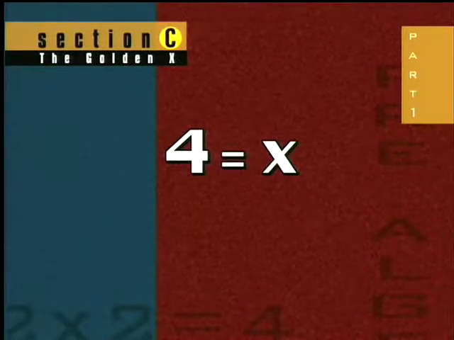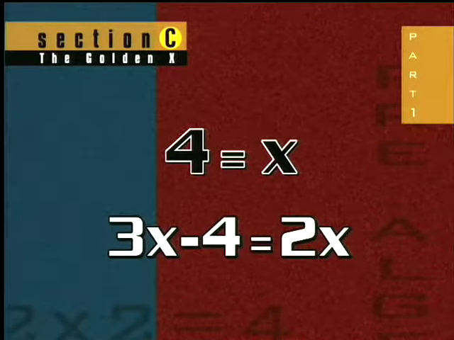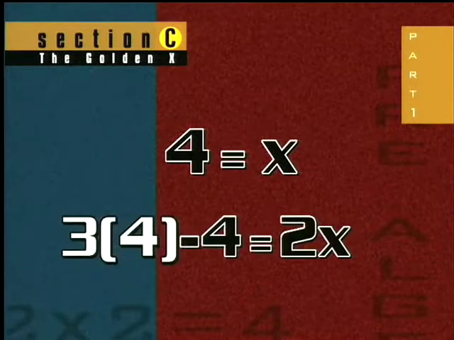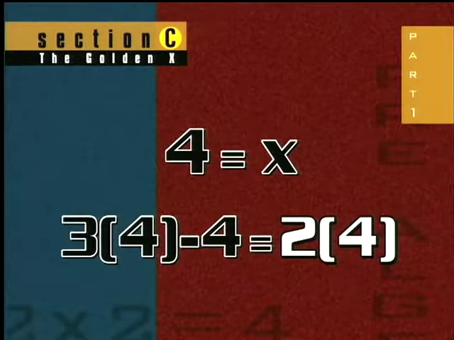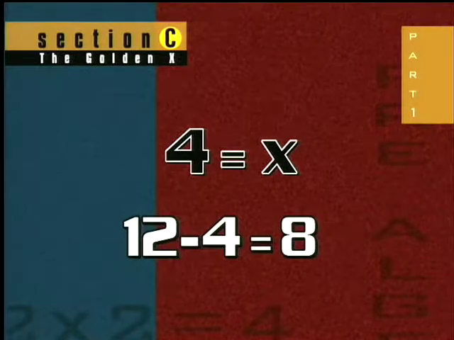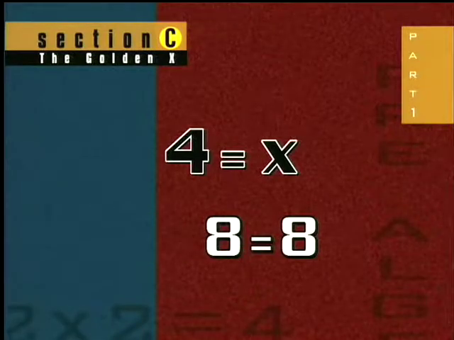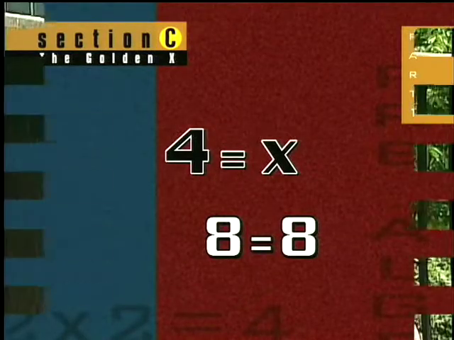If we're right, our answer 4 should work in the original problem. Plugging it in, we get 3 times 4 minus 4 equals 2 times 4. When this is multiplied out, it gives us 12 minus 4 equals 8, or 8 equals 8. It's a check. Okay, just one more equation form like this. This one's got a few more numbers.